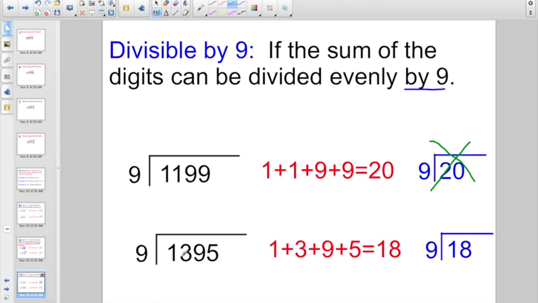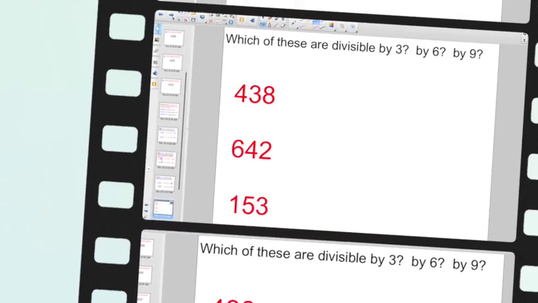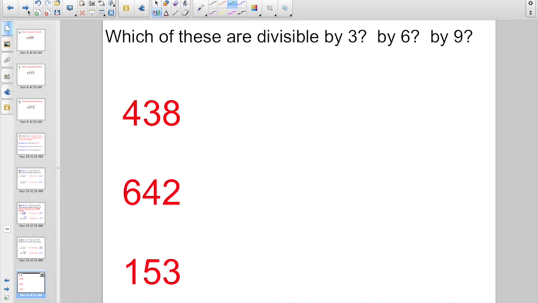How about 1,395? Add them all up. 1 plus 3 plus 9 plus 5 equals 18. So this guy is a big old yes. He does divide evenly by 9 because the sum of the digits divides evenly by 9. So let's put this into application, should we?